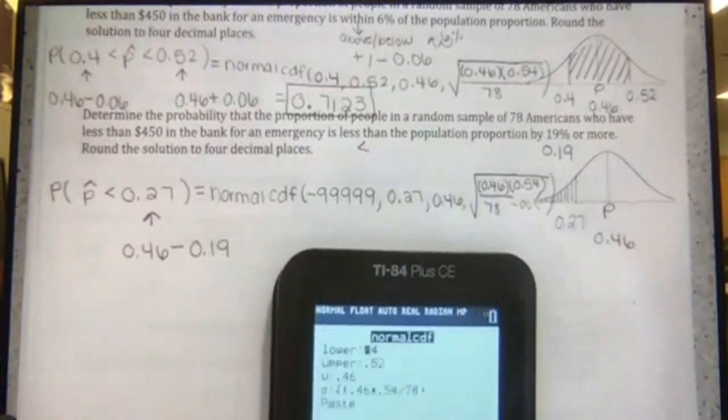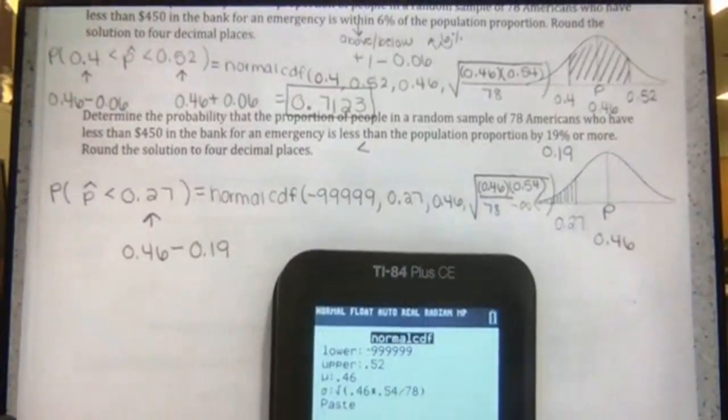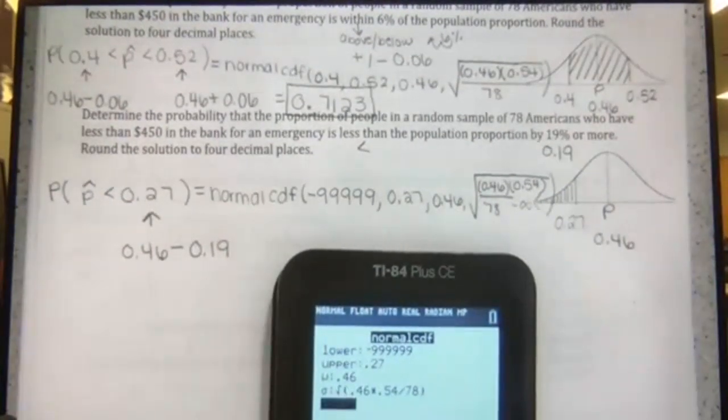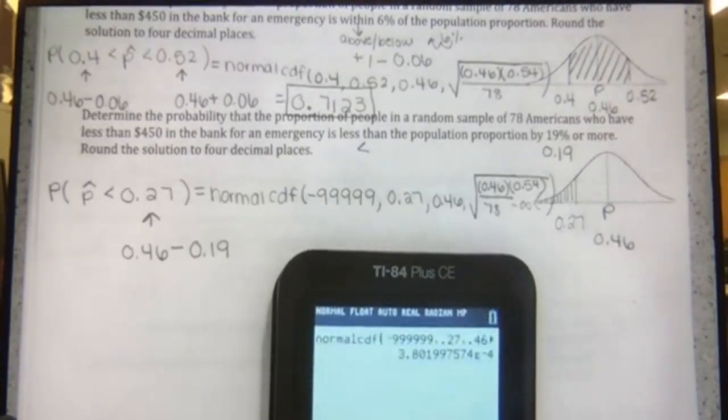Second, bars, normal CDF. Negative 99999 is our lower, 0.27 is our upper, our p is 0.46, and our standard deviation is that same square root of 0.46 times 0.54 all over 78. Pressing paste will put it how we have it written. Pressing enter will give us our answer. Ta-da!